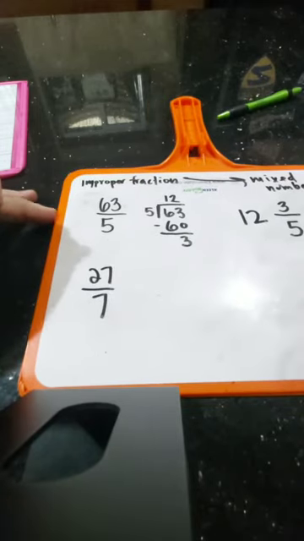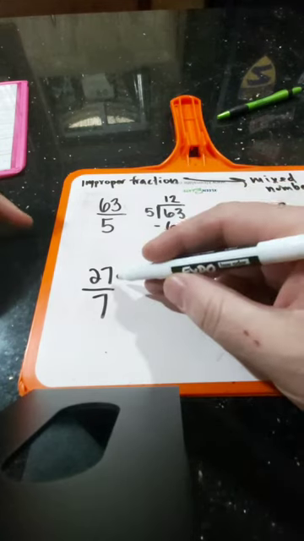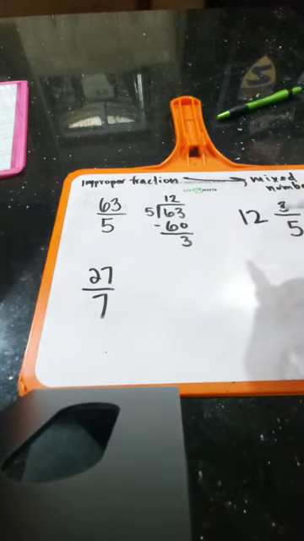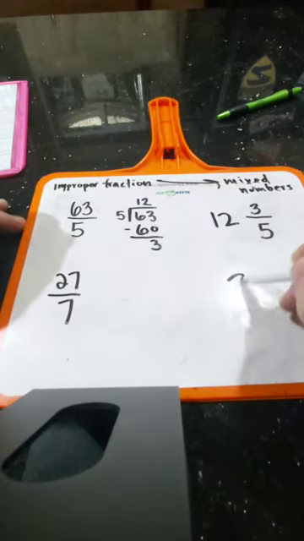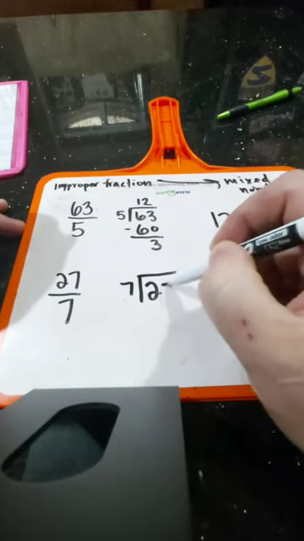Let's look at the second one here. This is 27 sevenths. The first thing we're going to do is figure out how many times 7 can go into 27 without going over. So 7 times what equals as close to 27 as possible without going over. I can tell you that 7 times 4 is 28, which is too big. So 7 times 3 is 21. That tells us that our whole number is going to be 3, because we're going to divide 7 into 27.